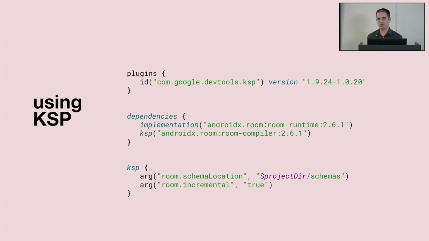If you want to include these libraries using this KSP technology, you have to do it like in this code snippet. As I mentioned, KSP is written by Google, so it's created by Google. Therefore, it isn't available by default in your Kotlin compiler. You have to add another Gradle plugin, this com.google.devtools.ksp plugin. And this is very interesting because it has two version numbers.